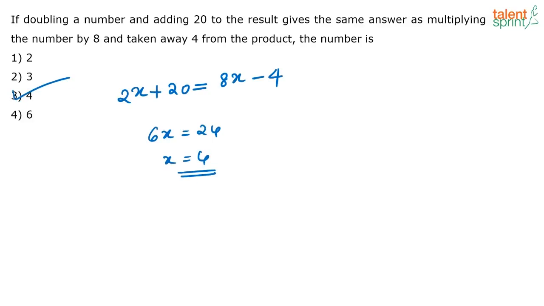Or you can check with options also. If you are getting confused with this, check with the options. You will get the same answer. Doubling the number 4, 2 4s are 8. 8 plus 20 is 28. Multiplying the number by 8, 8 4s are 32. Taking 4 from that, again you will get 28. So in both ways you can solve. Either write this equation or check with the options.